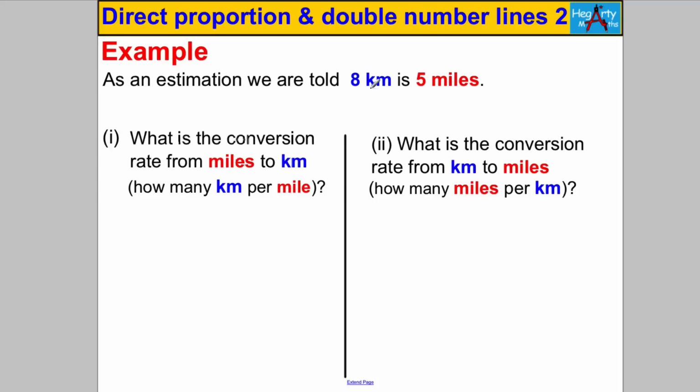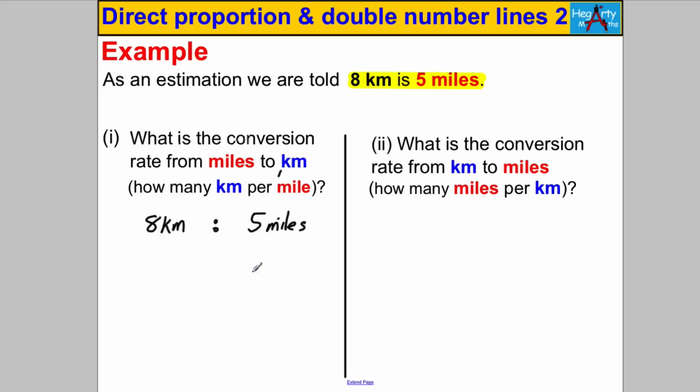This is how we're going to do it henceforth. Always write down your conversion rate. This is our conversion rate, and we're going to write it as a ratio. Okay, so I'm going to write that as a ratio. 8 kilometers to 5 miles. Right?